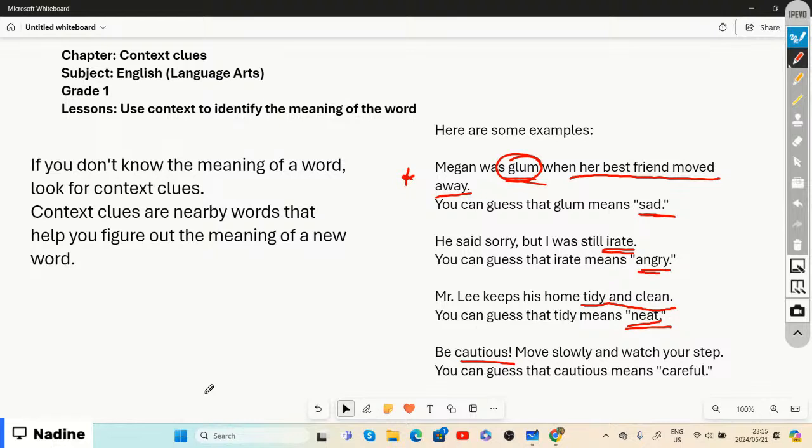And when it comes to context clues, they are nearby words that help you to figure out the meaning of a new word. It's words that mean almost exactly the same as what that specific word means. And with context clues, they will help you to figure out the meaning of a new word.